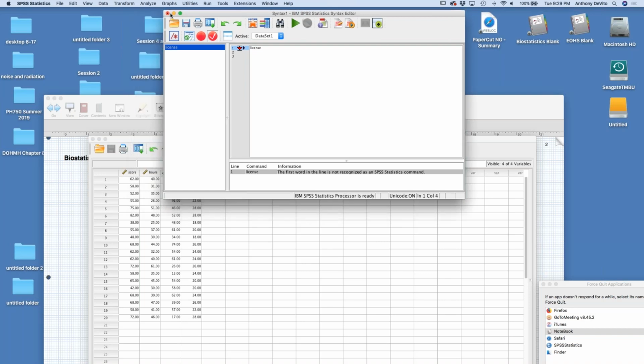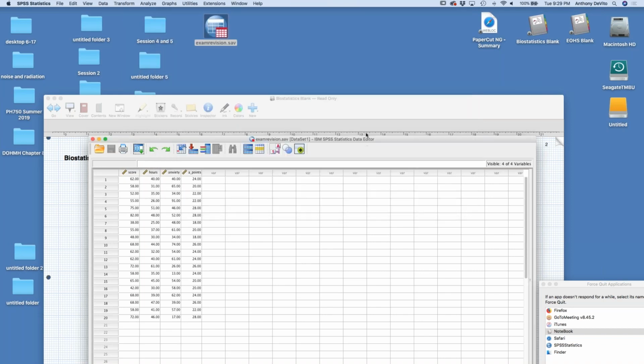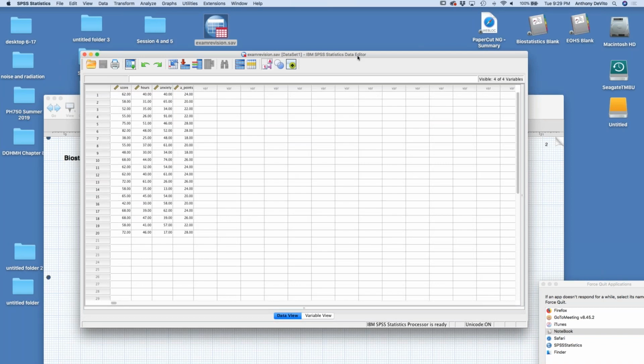Okay, so at any rate, I don't need the syntax window anymore. Again, that syntax window is a window where you could type in commands and operate SPSS from a command line, or actually generate programs to do repeated analysis. So at any rate, let's see what our variables are here.